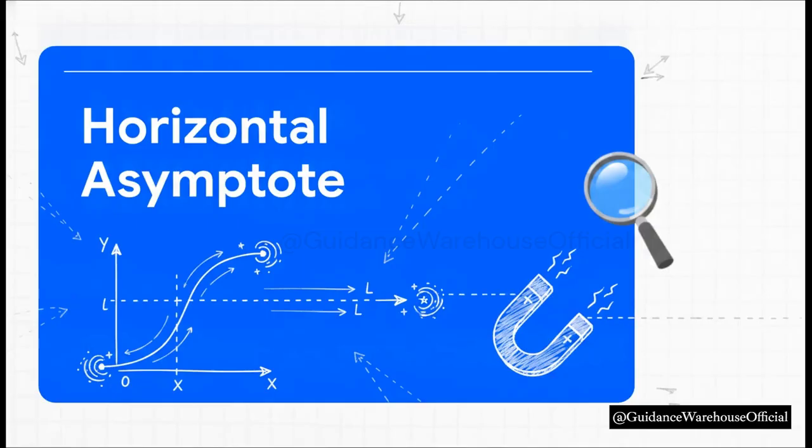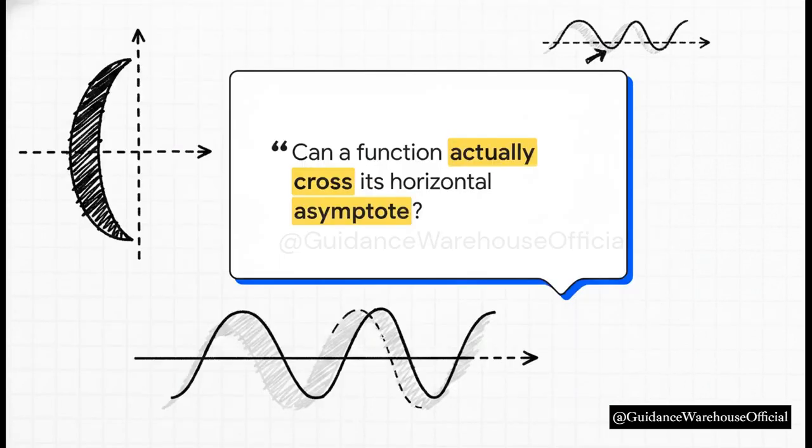Which brings us to our first core concept. We formalize this intuition with the definition of a horizontal asymptote. If the limit of our function as x approaches infinity equals some finite number L, then the horizontal line y equals L is a horizontal asymptote. It's basically an invisible magnetic guideline on your graph that the curve flattens out toward as we scroll infinitely to the edges.